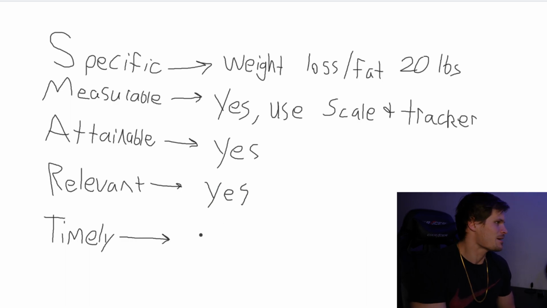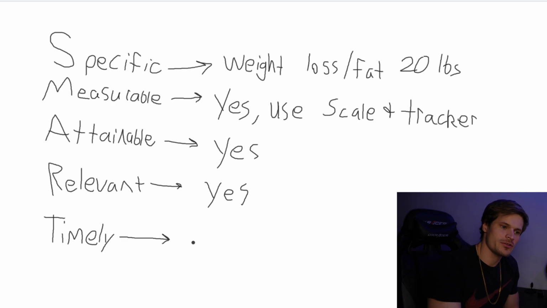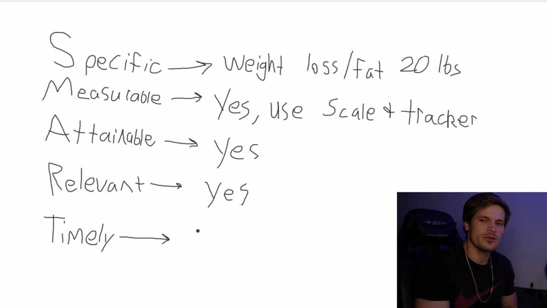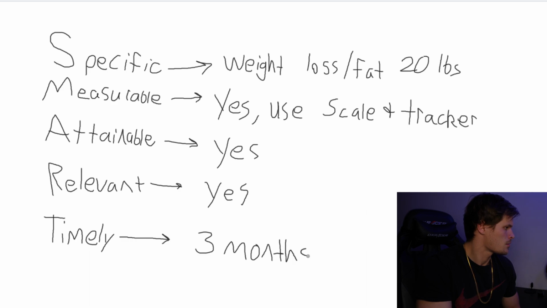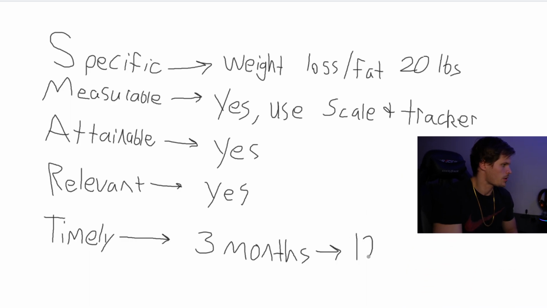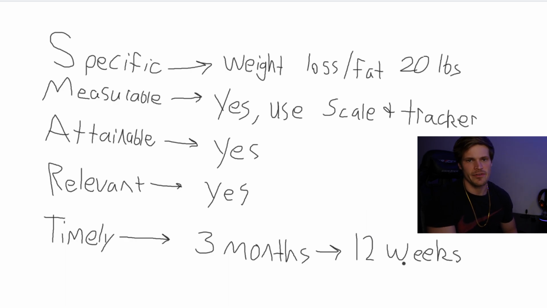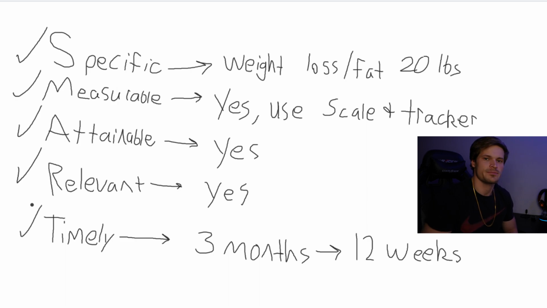And then timely. So let's say you have a wedding to go to, and let's say it's about 3 months out, right? So can you achieve this goal within 3 months, which is the same as 12 weeks? And this is very attainable. So you can see that we check off all of our aspects of the SMART goal. So now we're good to go forwards.